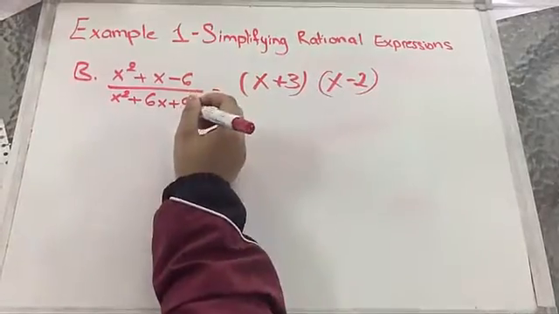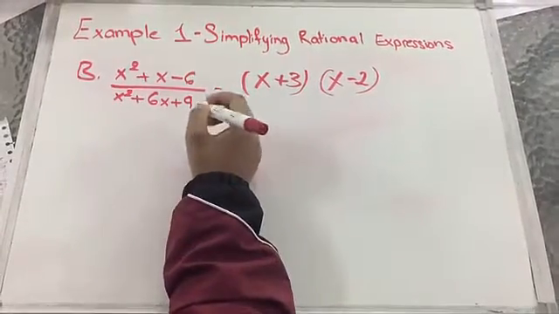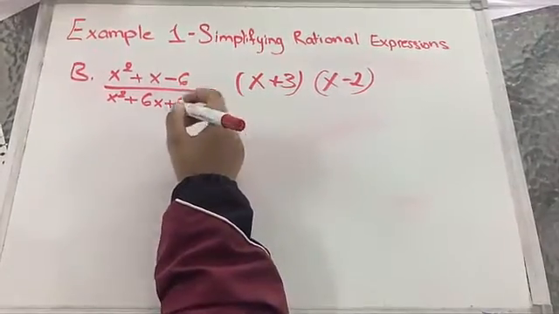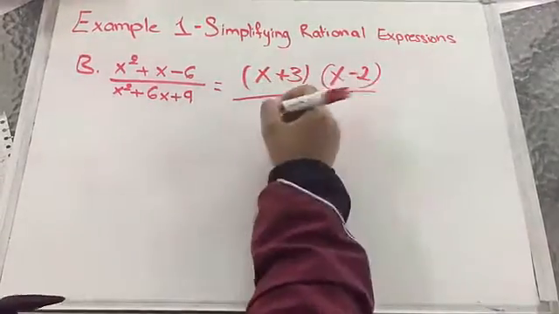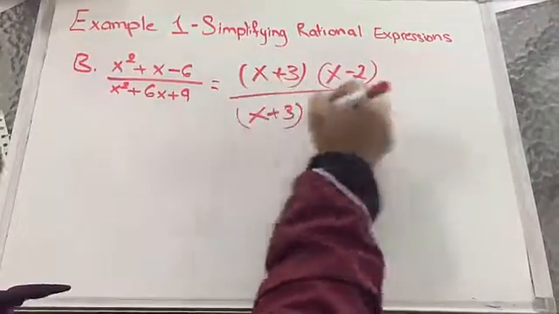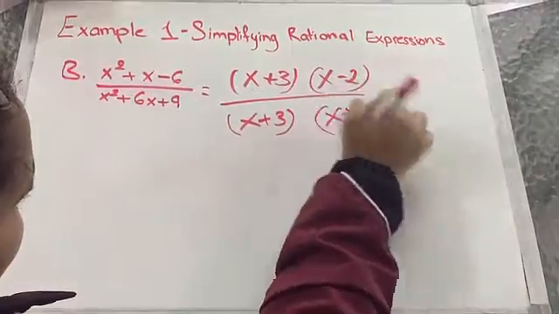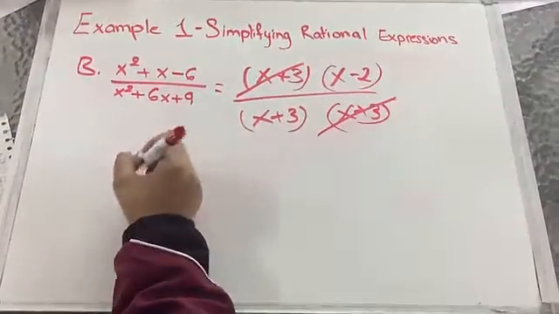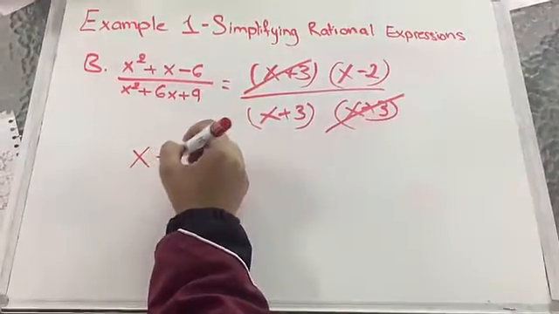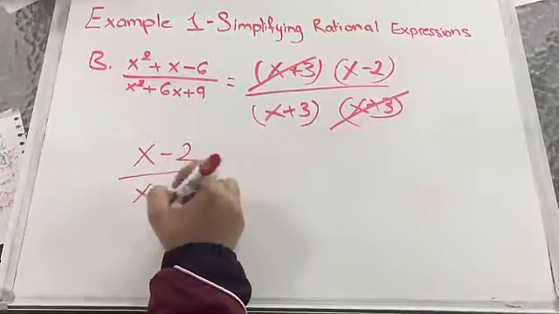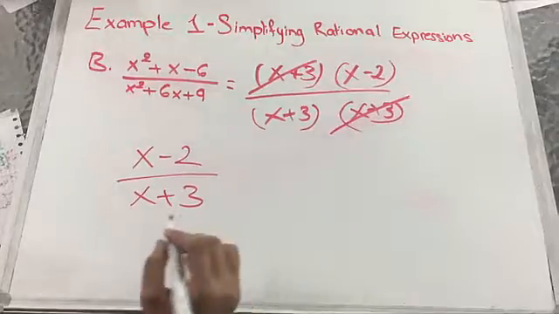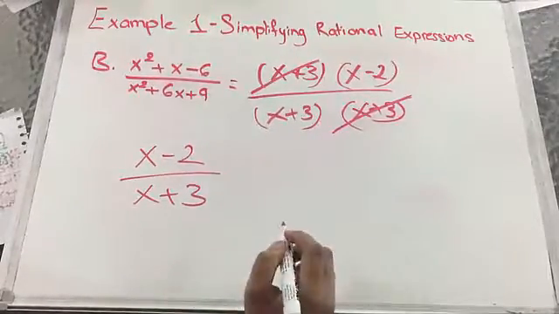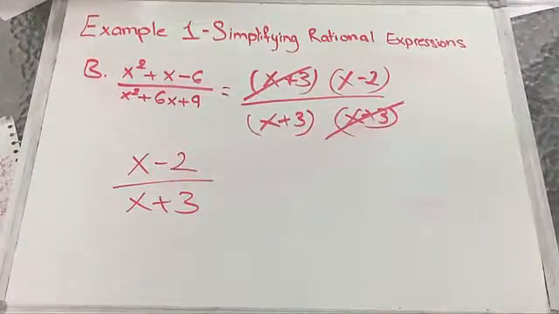And for the denominator, we have to find the numbers that when we multiply give us 9, and when we add give us 6. So it's x plus 3 and x plus 3. Then the next step is we cross them out, and the final answer is x minus 2 over x plus 3. So this expression is undefined at x equals negative 3.